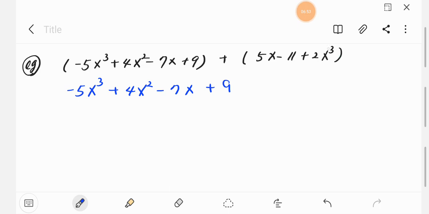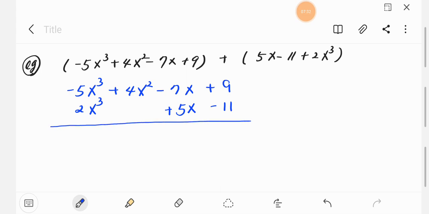Then we write the second polynomial in the second line. We have an x cubed, so 2x cubed will be just below this negative 5x cubed. It has to be in the same column. There's no x squared term in the second polynomial, so we skip this part. Then 5x is the next one, so I'll write it below this 7x. Then minus 11 is the constant, so write it in the constant column. When you write a polynomial, if any term is missing, put a space or 0.